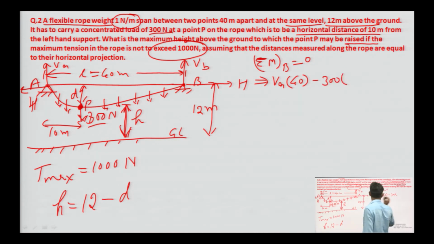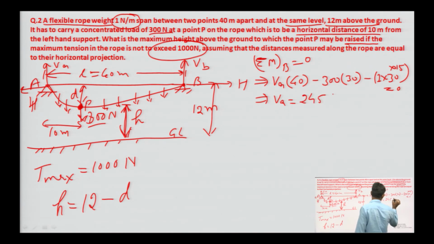total is 40, means 30. Okay, 30 minus another load, since we are applying bending moment at point B. So, the other load is this UDL, 1 into the remaining distance, 30 into 15, equal to 0. So, with this we will have the value of VA as 245 kilo Newton.